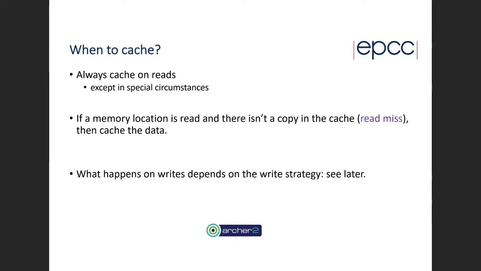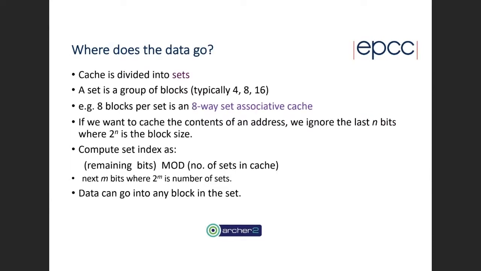So where does it get cached? Well, the answer is always cached on reads, except in special circumstances. So if a memory location is read by the processor and there isn't a copy in the cache, that would be what's called a read miss, then the data will get cached. Okay? Write is more complicated. We'll come back to that.